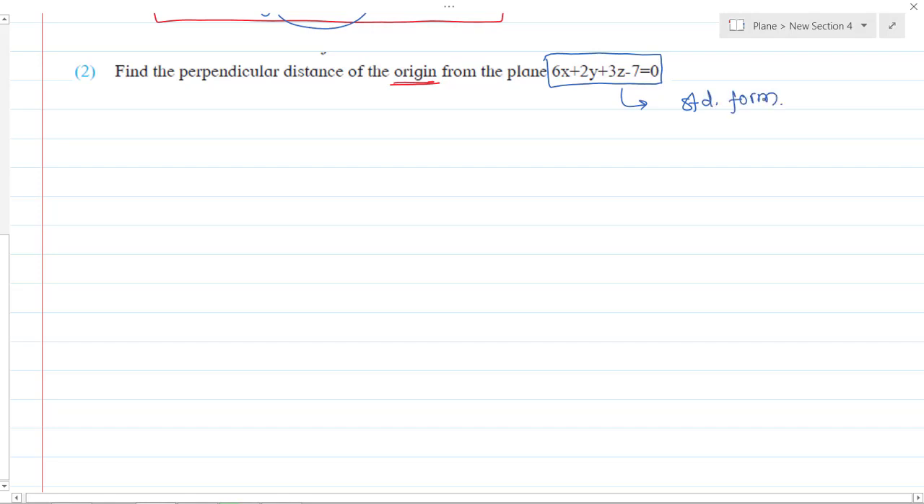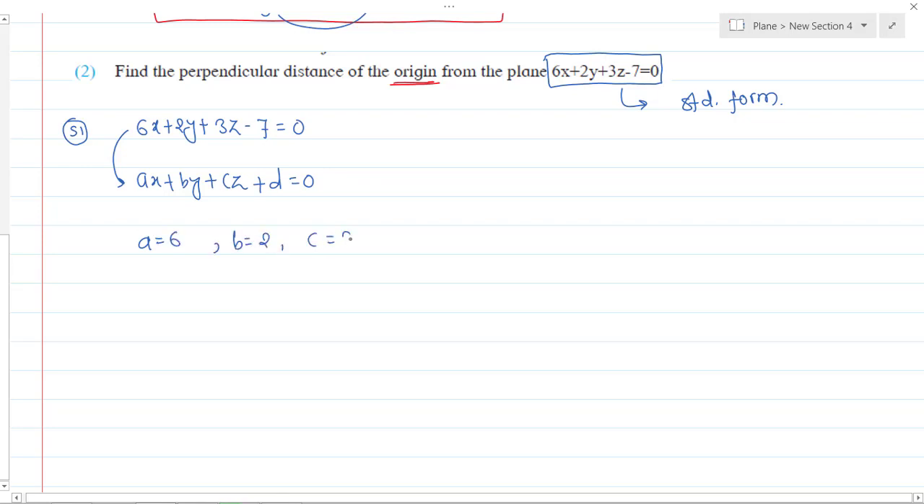The standard form is ax plus by plus cz plus d is equal to 0. So the first step is to write what they have given. They have given the equation of the plane in the form 6x plus 2y plus 3z minus 7 is equal to 0. If I compare this with ax plus by plus cz plus d equals 0, I get a equals 6, b equals 2, c equals 3, and d equals minus 7. I hope you remember that a, b, c are nothing but the direction ratios of the normal vector to this plane.